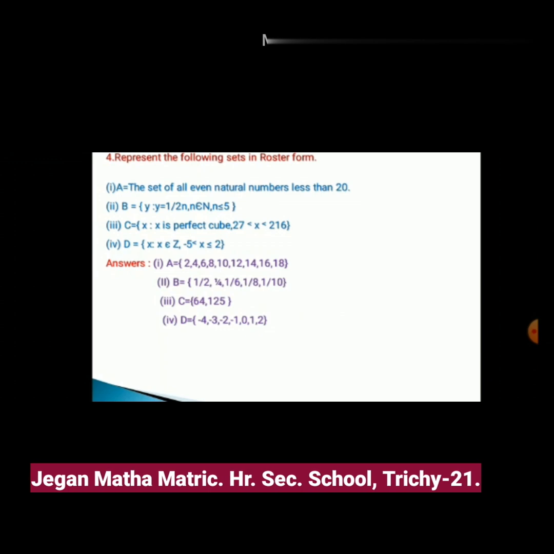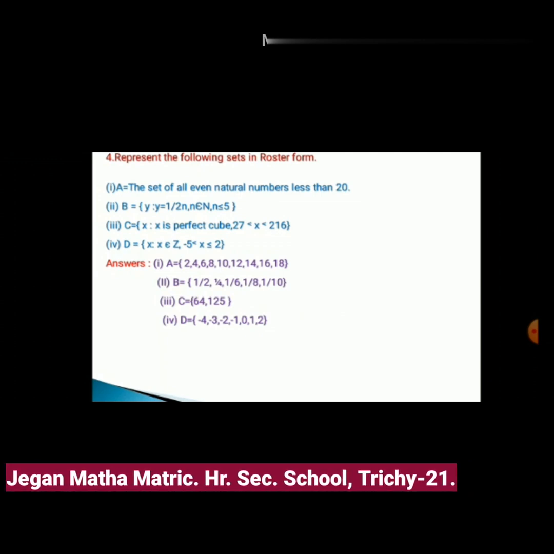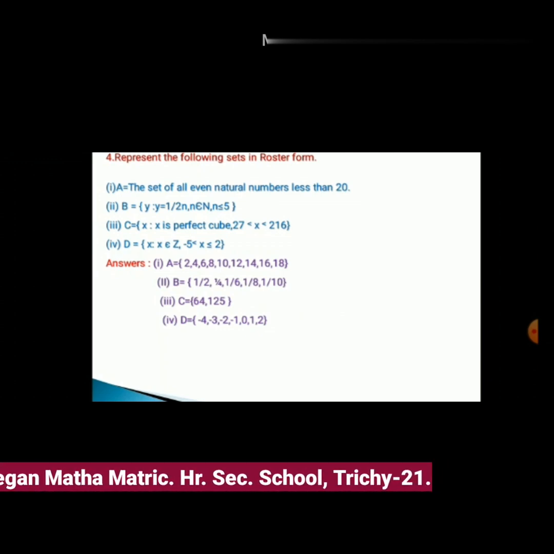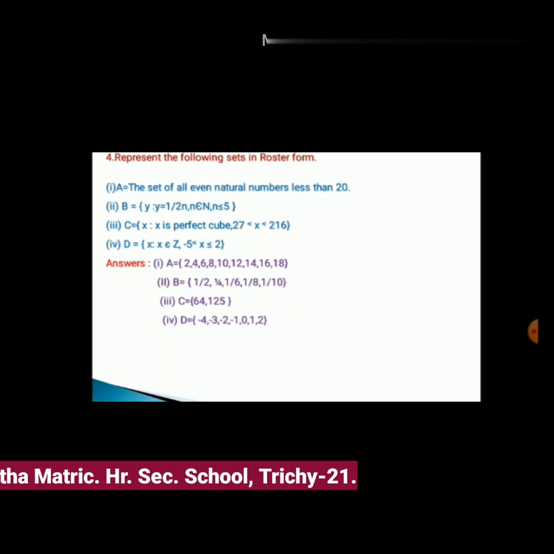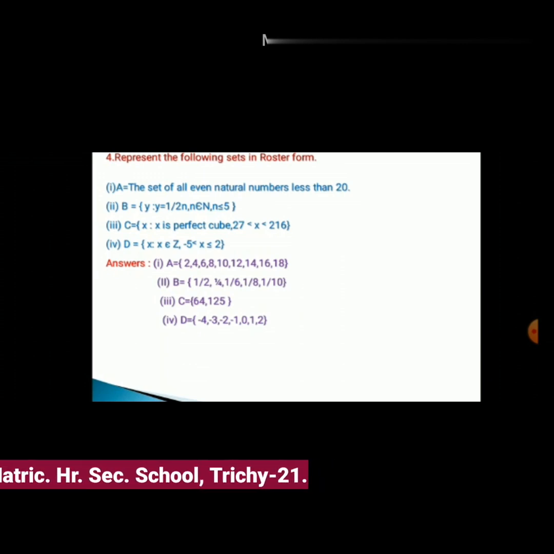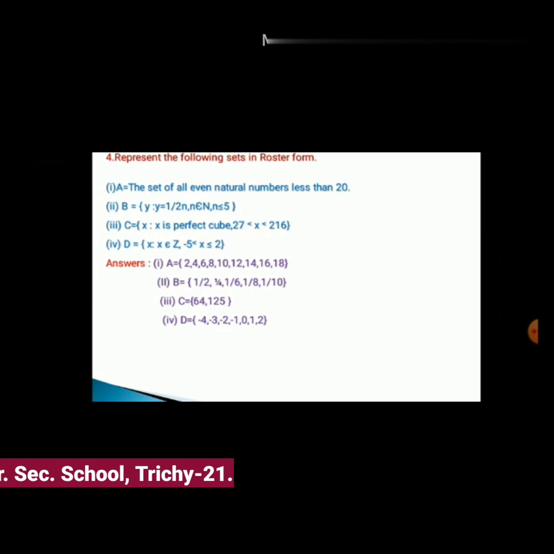So n is equal to 1: y is equal to 1 divided by 2 into 1, which is 1 by 2. The second, we substitute n is equal to 2: y is equal to 1 divided by 2 into 2, which is 1 divided by 4. The next element, we substitute n is equal to 3: y is equal to 1 divided by 2 into 3, which is 1 divided by 6.